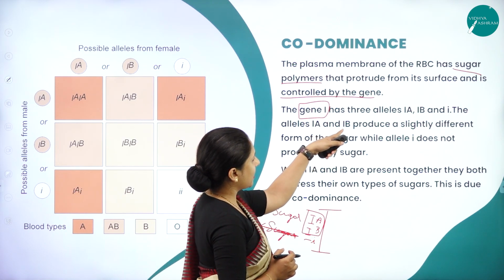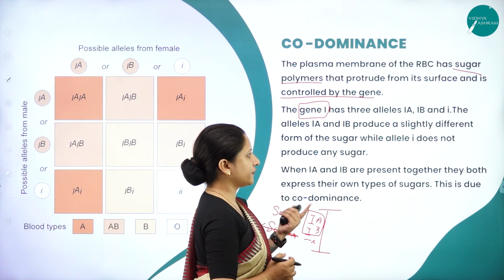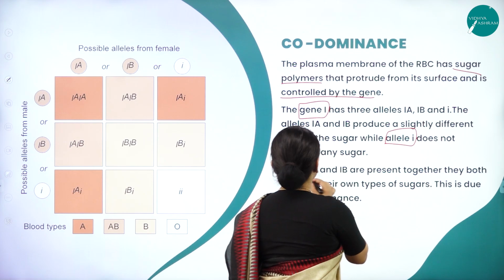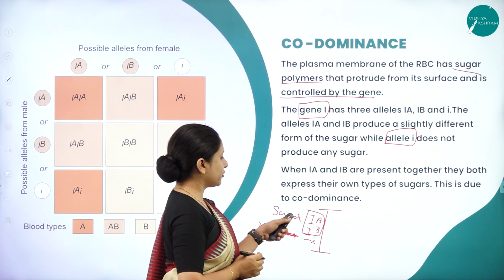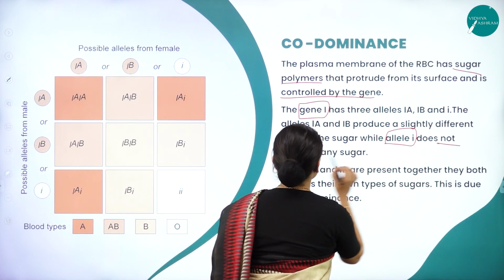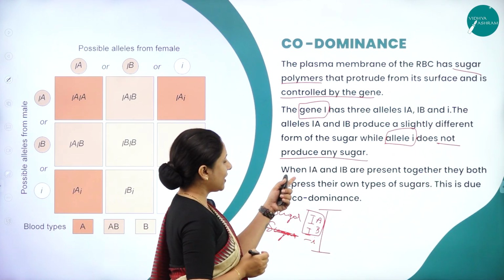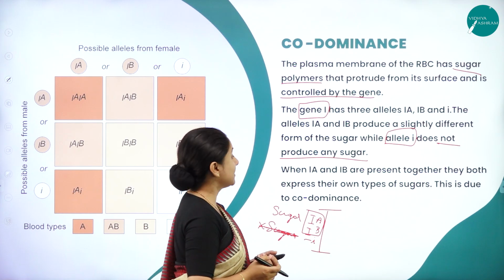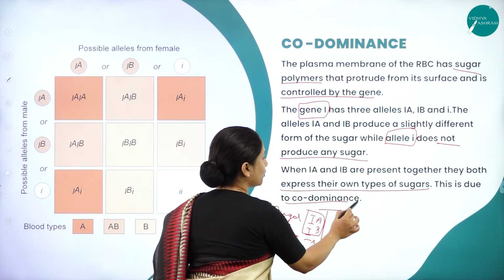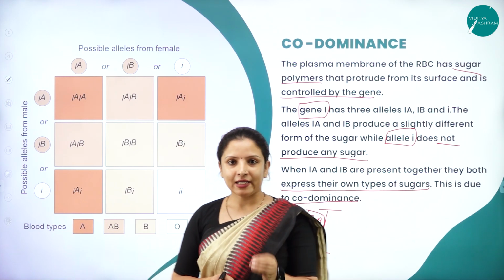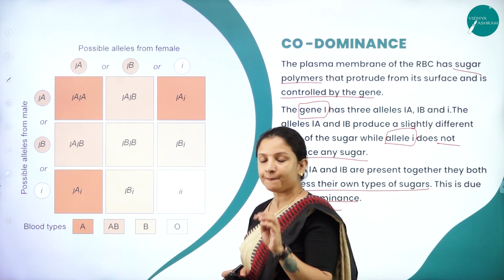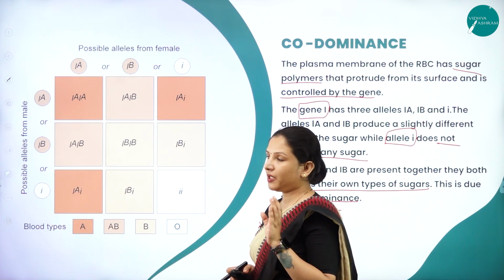And IA and IB produce slightly different forms of the sugar, whereas allele i does not produce. So IA and IB alleles produce sugar. Small i will not produce any sugar. When IA and IB are present together, they both express their own types of sugar. This is due to codominance. So that is why IA and IB both get expressed equally in the individuals having AB blood group.